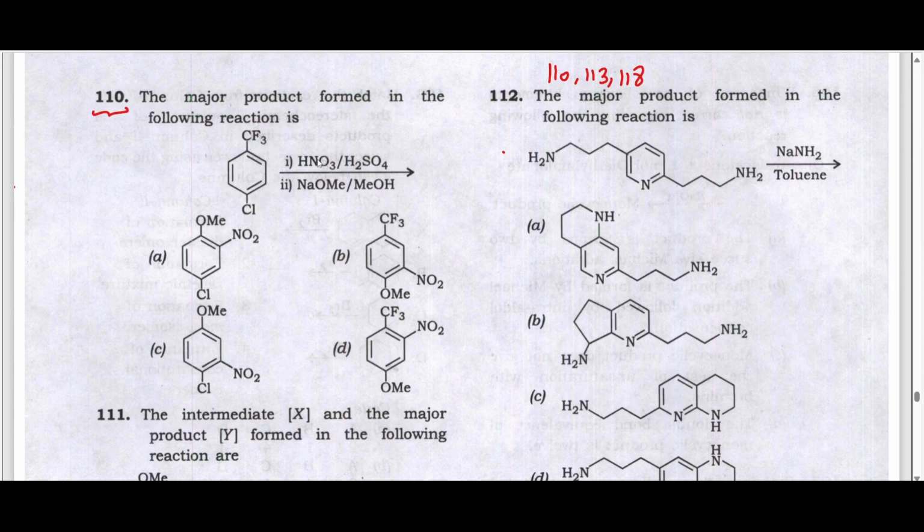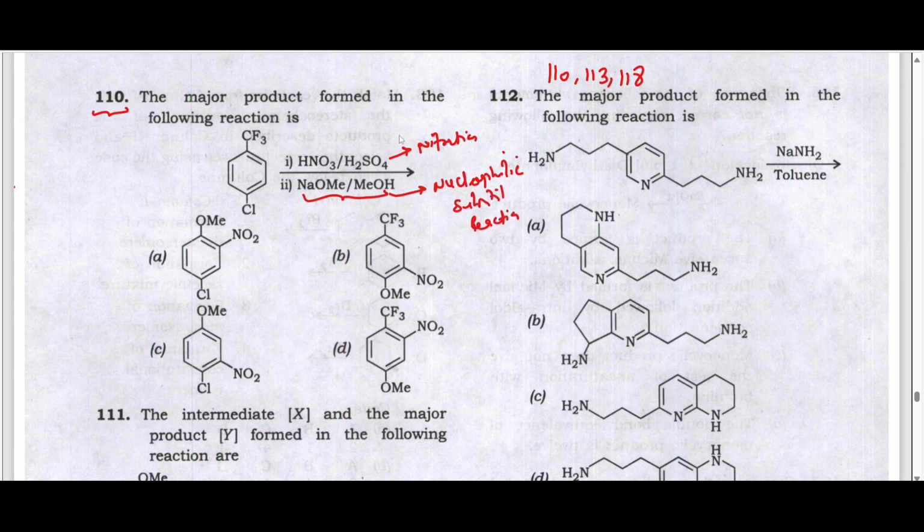1-chloro-3-trifluoromethane benzene is treated with nitric acid in the presence of sulfuric acid and sodium ethoxide in the presence of methanol. Okay, so if you see, in this first step there will be a nitration reaction. In the second step, that is sodium ethoxide in the presence of methanol, there will be a nucleophilic substitution reaction.